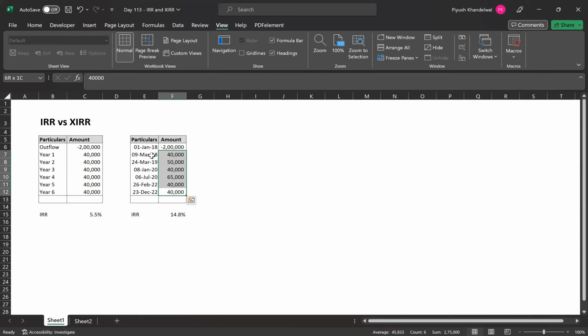Very, very useful function for finance professionals working in banks, etc., or even doing financial modeling, investment banking, equity research, any kind of investment decision, where you take any kind of investment decision. IRR, XIRR are most popularly used functions.